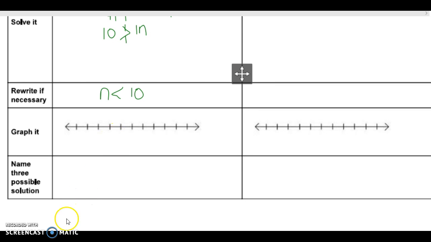Now let's graph this. So open circle at 10, and all the numbers that are less than 10 are our solution. Okay, name 3 possible solutions. Well, 10 is not a possible solution. So if we're going to select integers, then 9, 8, and 7 would be 3 possible values.